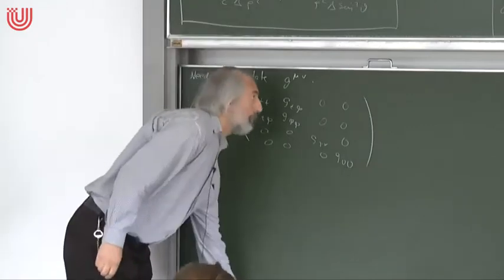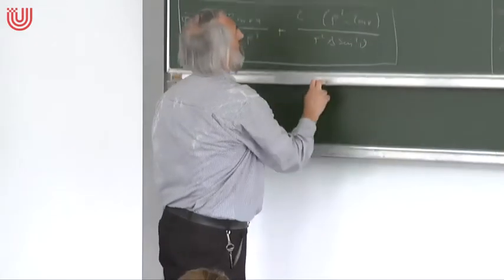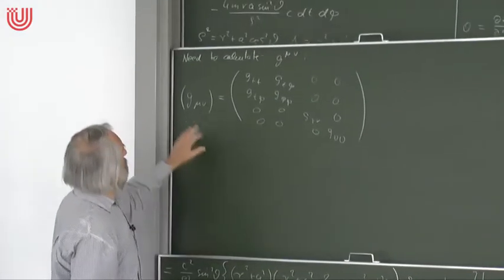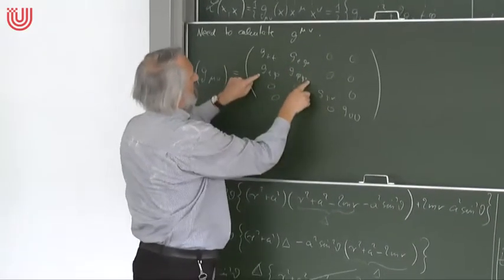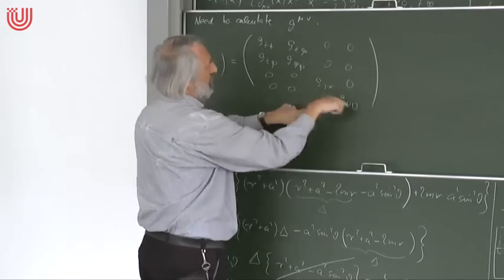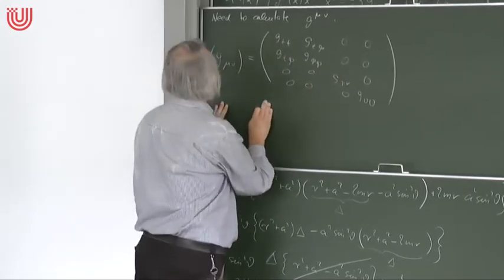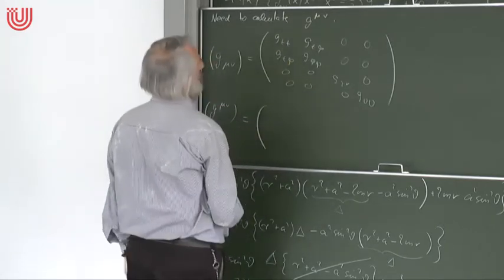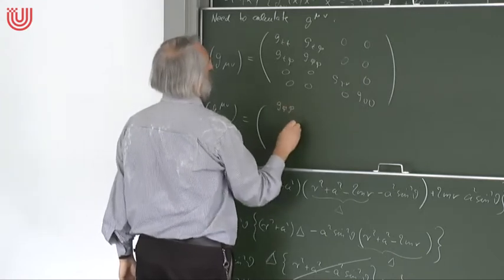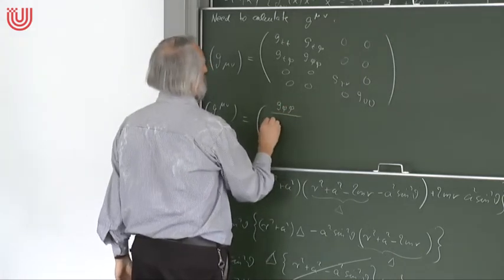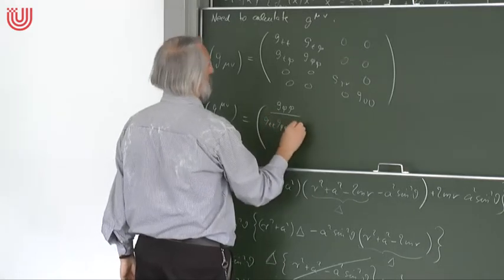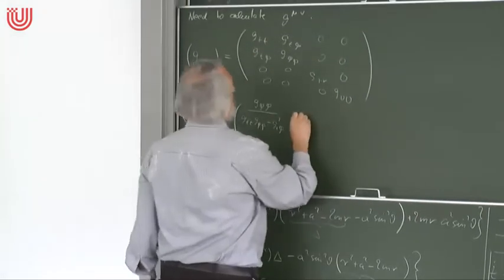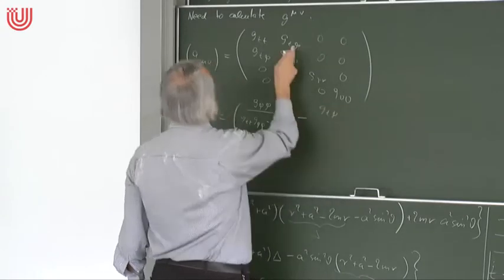Okay, let me see if I can manage to invert this matrix. You see it has a block form. So the inverse of this matrix has just the inverse of this thing in this block and the inverse of this thing in this block, and the rest is 0. So it's not too difficult actually. The inverse matrix is the following. The inverse of this here is g_φφ divided by the determinant g_tt g_φφ minus g_tφ squared. Then this is a 1-2 element, so it comes with a minus sign. g_tφ is a minor.